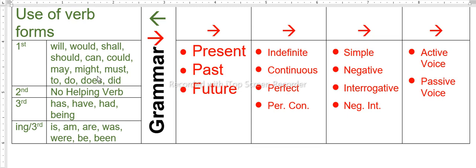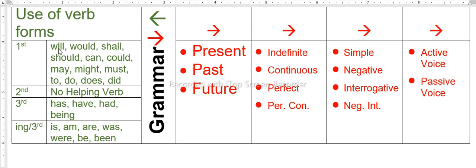that with these words you will use the first form of the verb, and if you don't, your sentence goes wrong everywhere in the world. Okay, in every country, in every society, this is an accepted rule. In America, in England, in Australia, New Zealand, wherever English is spoken. So will, would, shall, should, can, could, may, might, must, do, does, did: use the first form with these words.